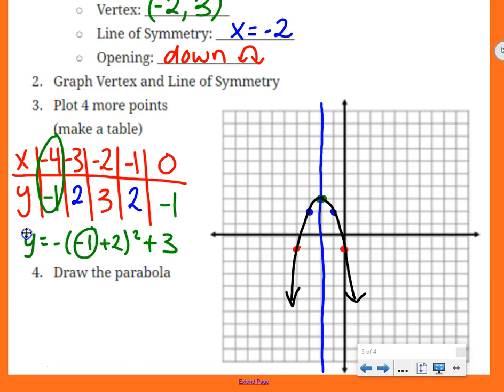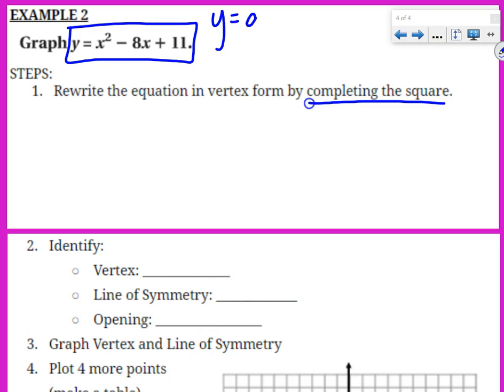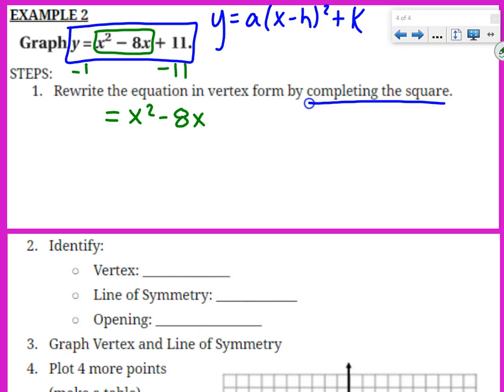Now the next piece is continuing on from last section where we had to complete the square. So this is why we're using completing the square, because it helps give us vertex form. So first off, to graph this equation, we need to rewrite it in vertex form. So y equals a times x minus h squared plus k. So to complete the square, first off, we want just the x squared minus 8x to be on this side. So we want to minus 11 on both sides. So we're going to have y minus 11 equals x squared minus 8x.